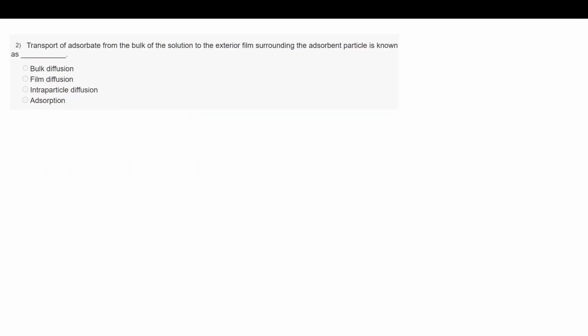The transport of adsorbate from the bulk of solution to the exterior film surrounding the adsorbent particle is known as dash. Film diffusion.